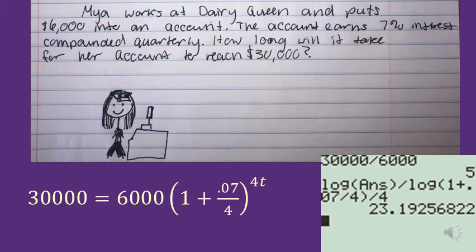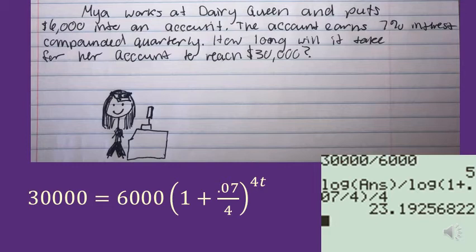I took the log of that answer I just got, divided by the log of the parentheses, 1 plus 0.07 over 4, and then I divided by the 4 that's in the exponent. I could have done that on a separate line, but it's easier just to do it all at once. If you're careful that you close both sets of parentheses, that's going to end up being important.